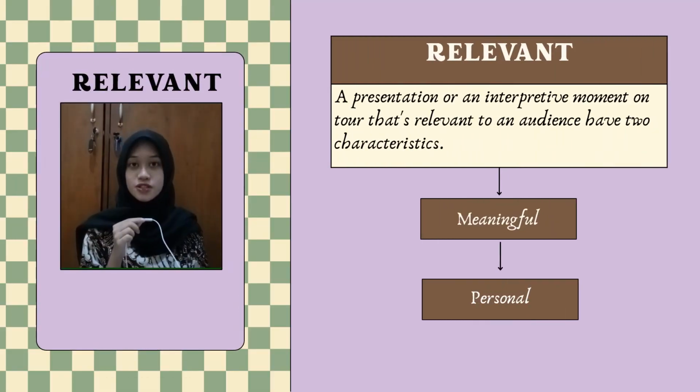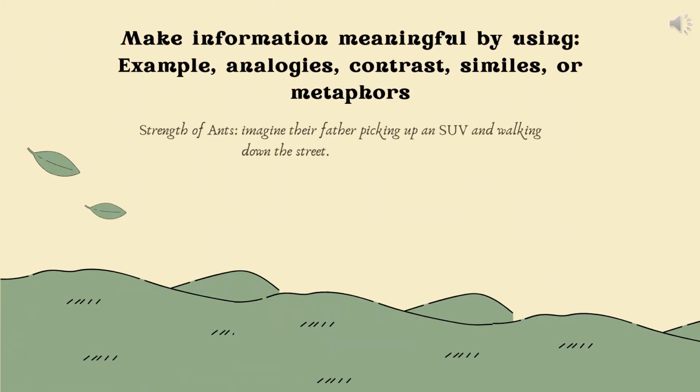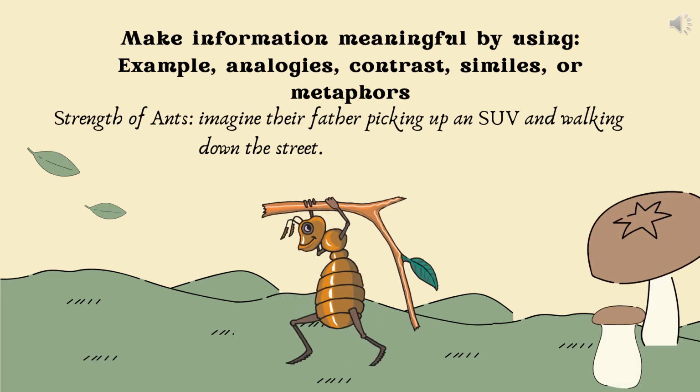The third is that interpretation is relevant. Information that is relevant to our audience is meaningful and personal. Meaningful means that the audience has connections to the information and also some context from previous experience. Personal means that we can find a way to make the audience care about our theme, and we can use universal concepts to make the audience care and make deeper connections to our material. So we can use examples, analogies, contrasts, similes, or metaphors to help make this connection.